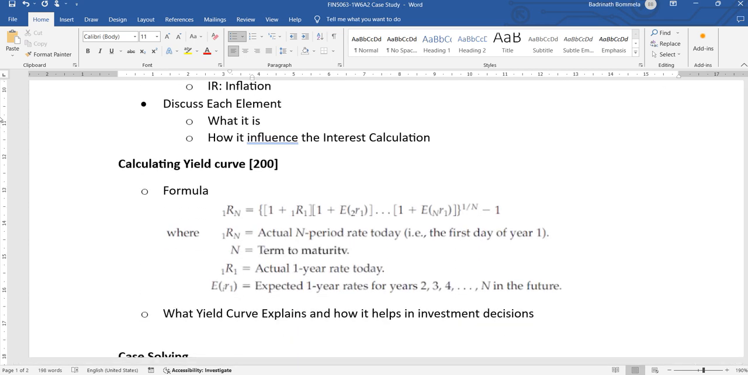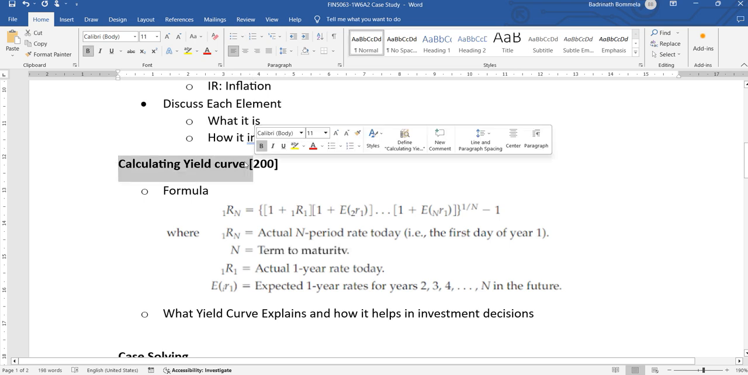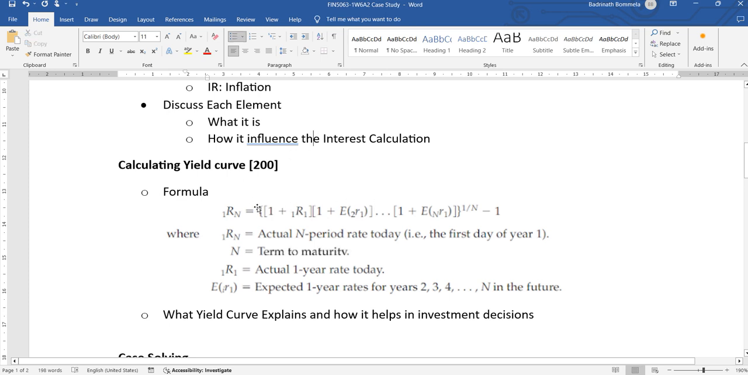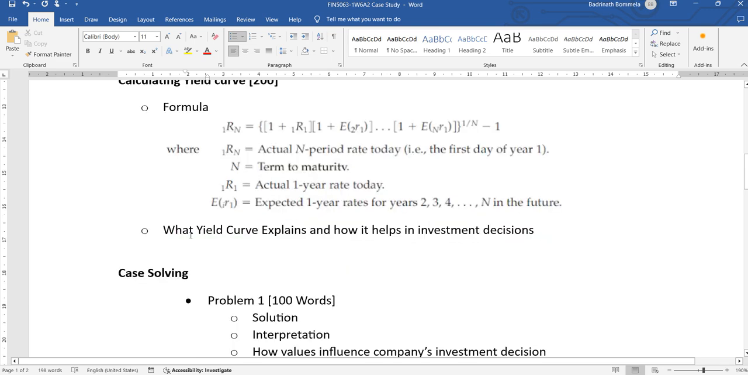After that, we discuss calculating the yield curve. This is the formula for calculating the yield curve, and each element inside it is mentioned here. You can also transform this formula into your own style, where you can replace the RN with your own representation. Anyhow, you can use the same formula also, since it is a textbook formula. You can use it directly. Then explain what the yield curve is and how it helps in investment decisions. Let me show you examples.